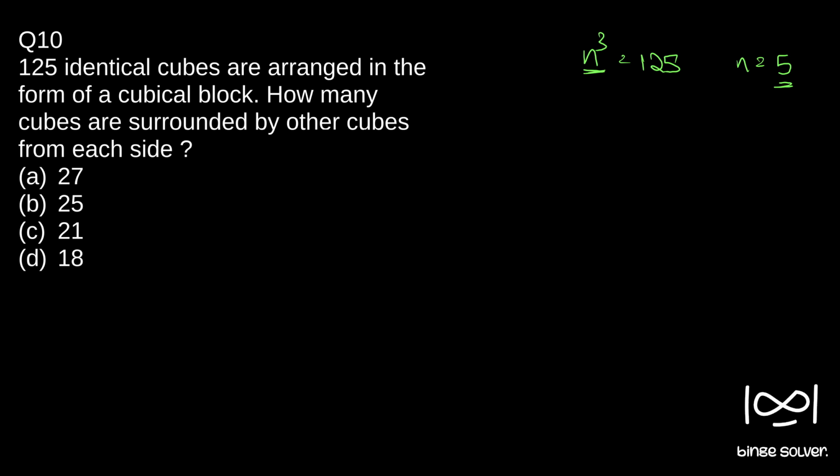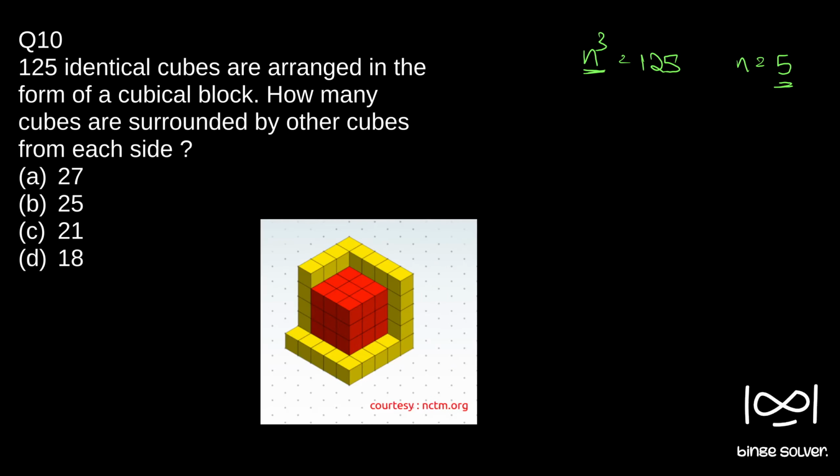And to understand that clearly, I will just show you a picture. See, this is the cube. I have arranged the 125 cubes and opened it up to clearly understand what is going on here. First we arranged the smaller 125 cubes into a bigger cube, and I have cut it open to find the number of cubes that are surrounded by other cubes.